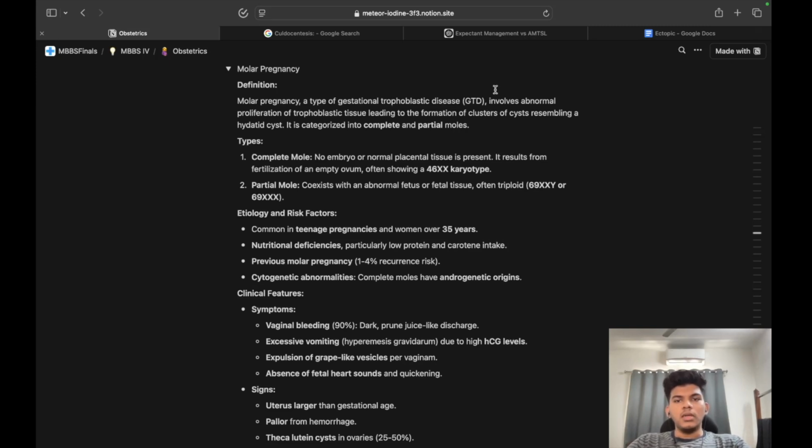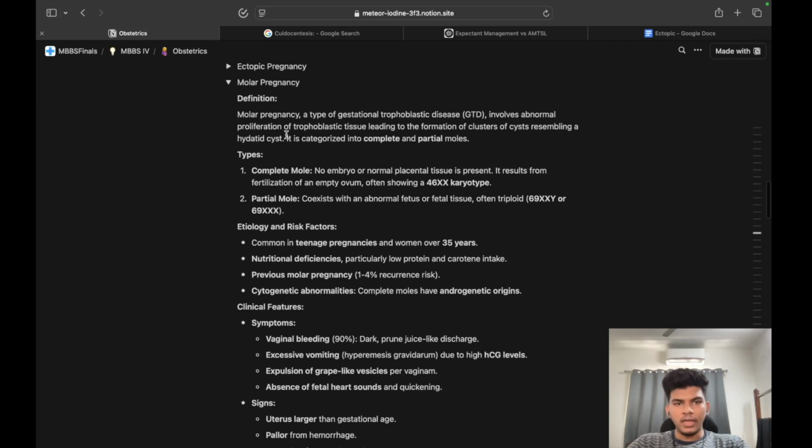as one of them. It involves abnormal proliferation of trophoblastic tissue leading to the formation of clusters of cysts resembling a hydatid cyst. That's why it's called hydatidiform mole. It is categorized into complete and partial moles. So even molar pregnancy has been classified into complete or partial. Let's look at each of them.